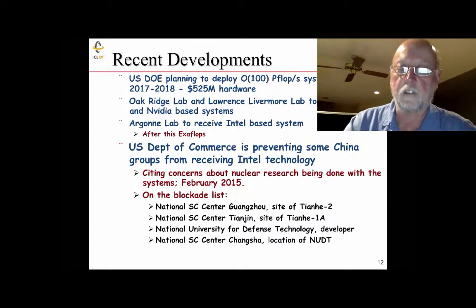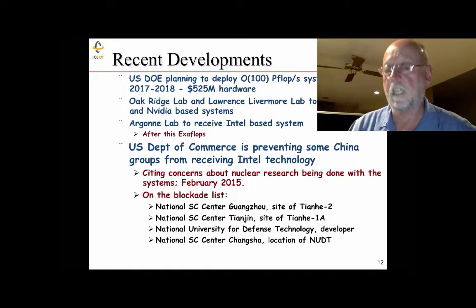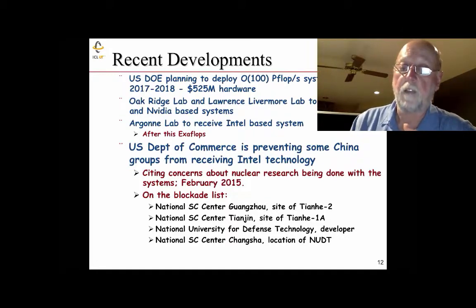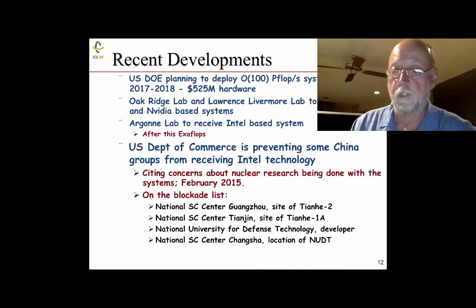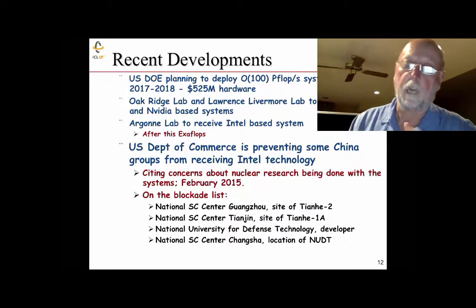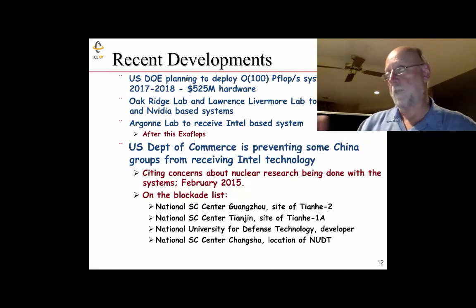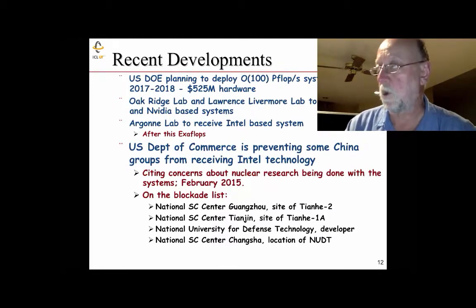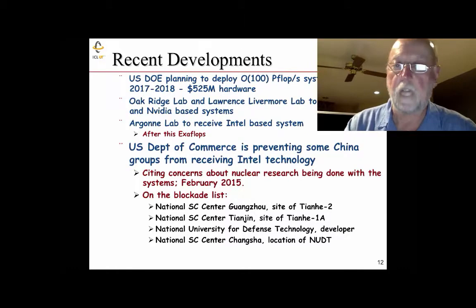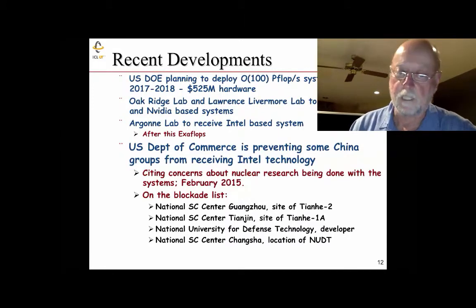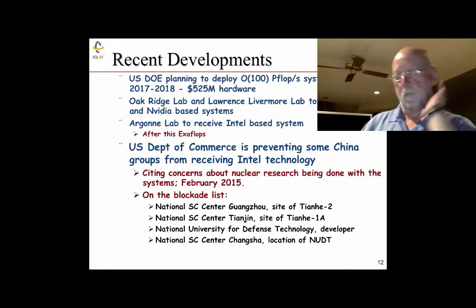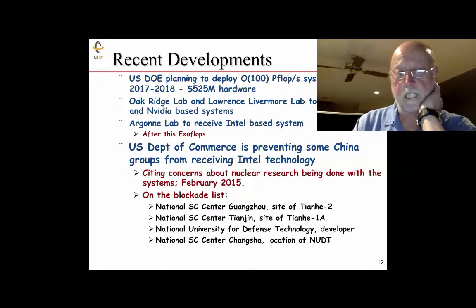They're preventing the National University for Defense Technology, which are the integrators or the developers of these systems, from acquiring Intel parts. And also the National Supercomputing Center in Changsha, where the National University for Defense Technology is located. So, China was planning to deploy 100 petaflop systems at the end of this year based on Intel technology, and that plan is now stopped because of this embargo by the Commerce Department over Intel technology.